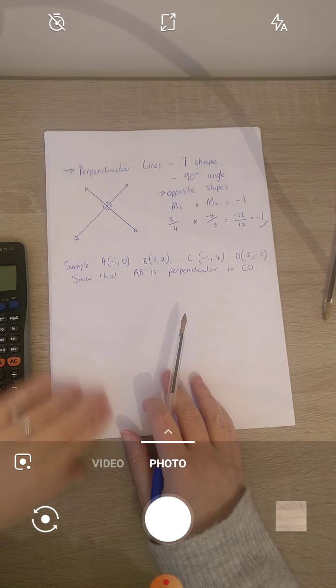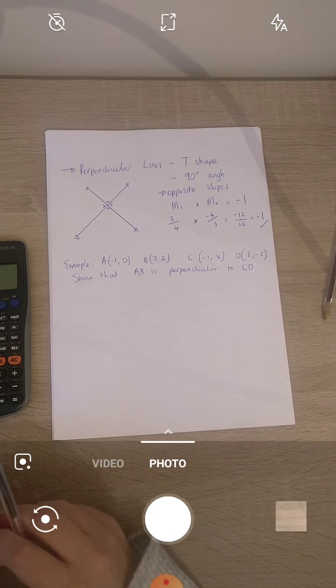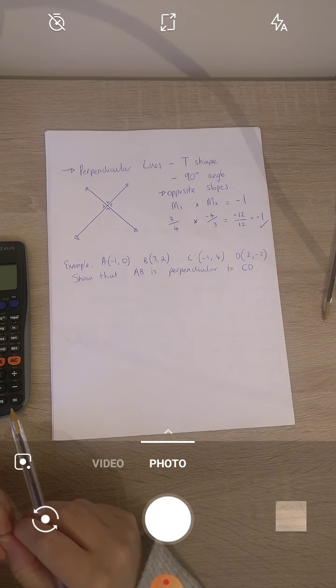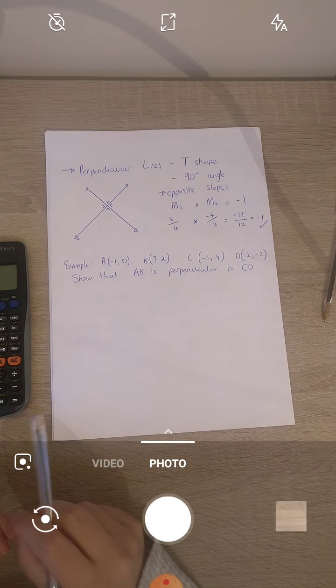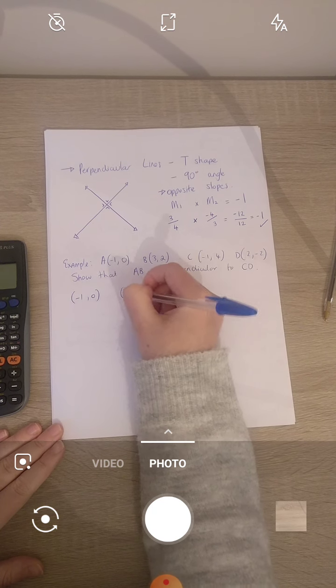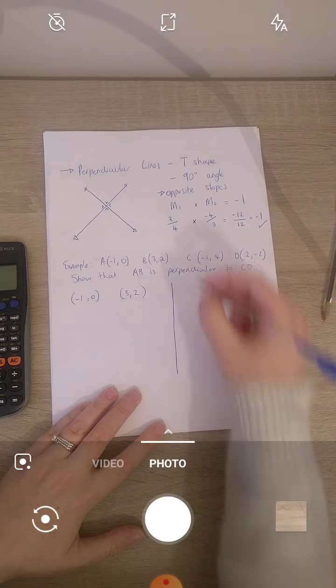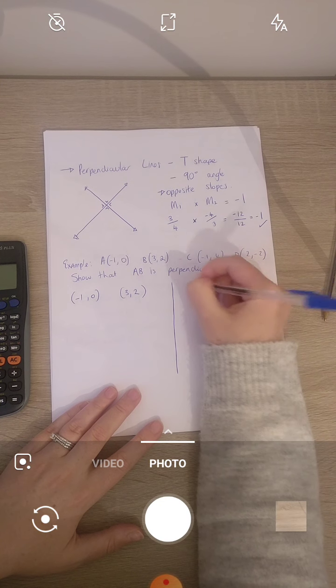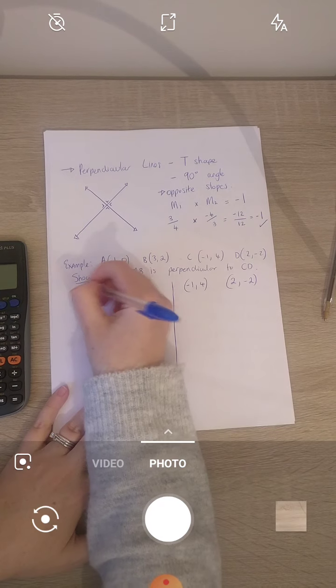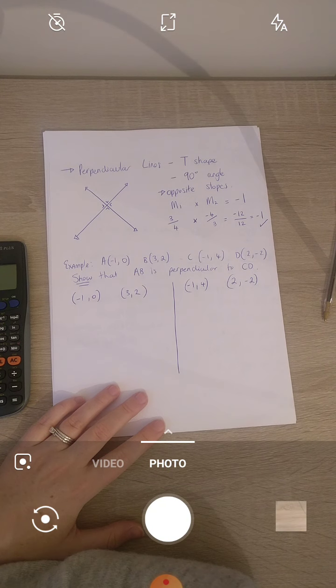Okay. So let's look at an example. It says A, B, C, and D. So there are 4 coordinates. Show that the line AB is perpendicular to CD. Okay, so this is a typical exam question. The line AB, so we're now going to have to find the slope of the line AB and the slope of the line CD, and we have to hope that when we multiply their slopes, we get an answer of -1 to show that yes, they are perpendicular.